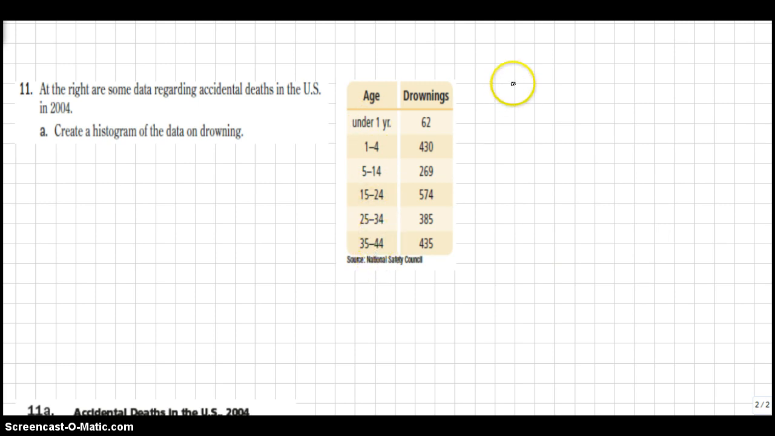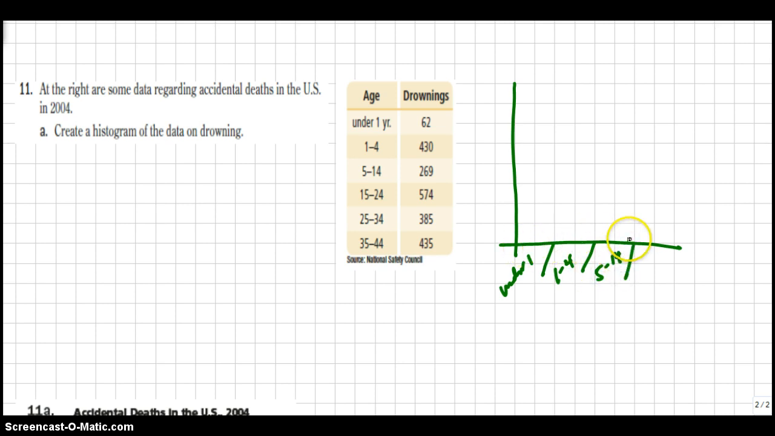And so when you're making your picture here, you're simply just going to label with the information that they gave you. So we wouldn't want to label 1, 4, 14, 15, 24, because those again are not uniform. So we're simply going to use the labels provided. And so you just say under 1, the next one's going to be 1 to 4, the next one's going to be 5 to 14. Just make sure that the spacing used for each is uniform. So just provide the labels that are given.